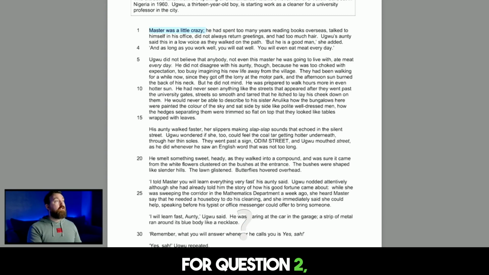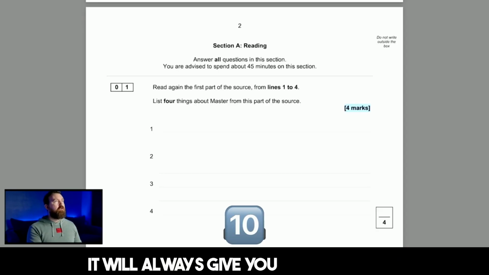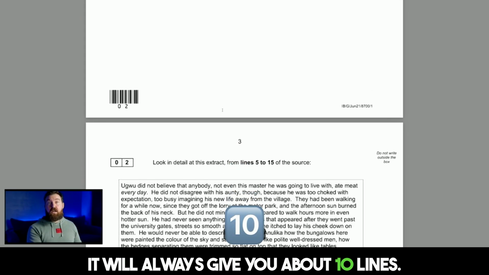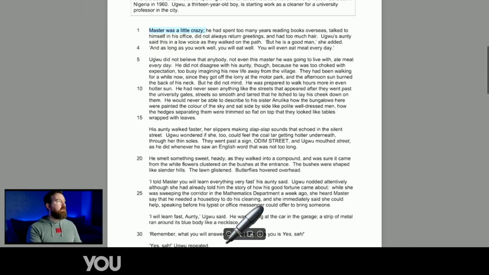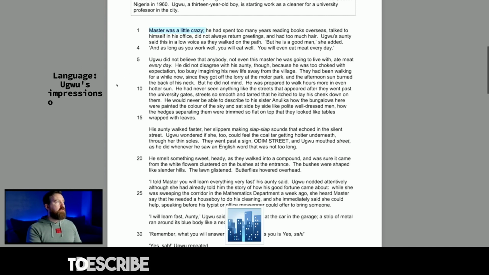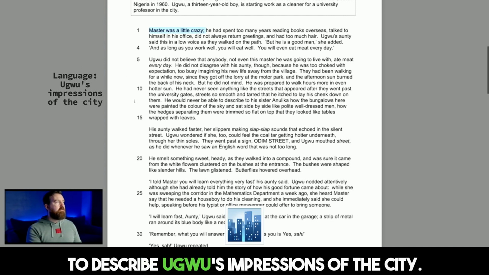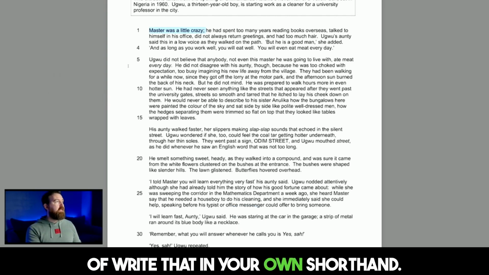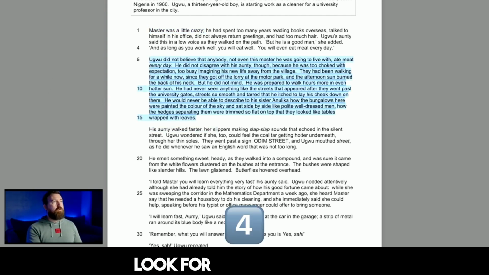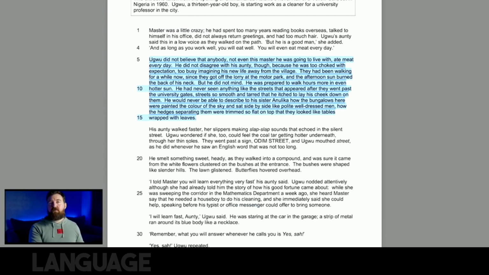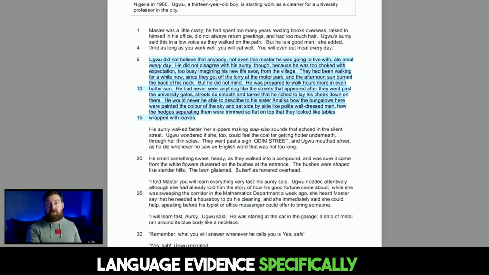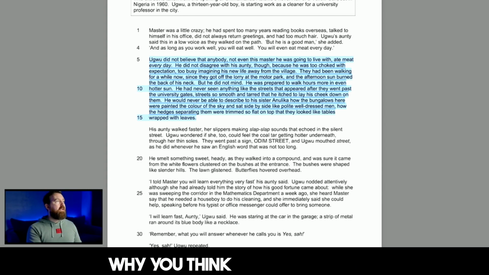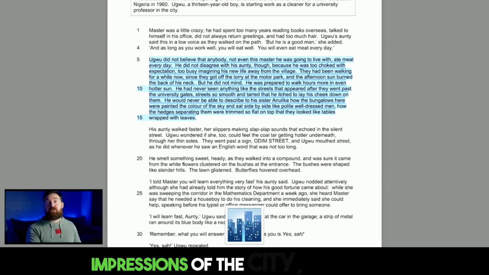For question 2, it will always give you about 10 lines. In this case, it's lines 5 to 15. You would bracket with a pen or pencil from line 5 to 15. In the margin, you would write language to describe Ugwu's impressions of the city. You could abbreviate that down or write that in your own shorthand. Question 2 is you're going to look for about 4 pieces of language evidence specifically for why you think Ugwu has certain impressions of the city.